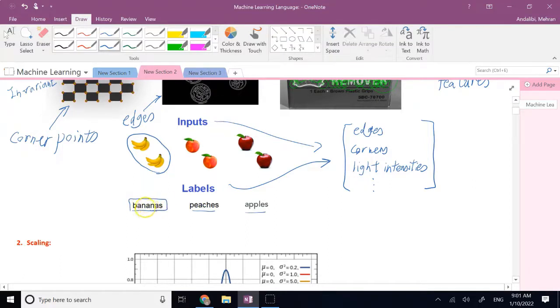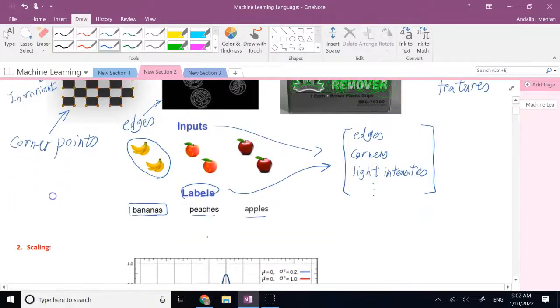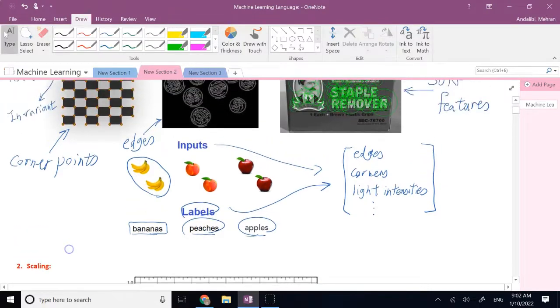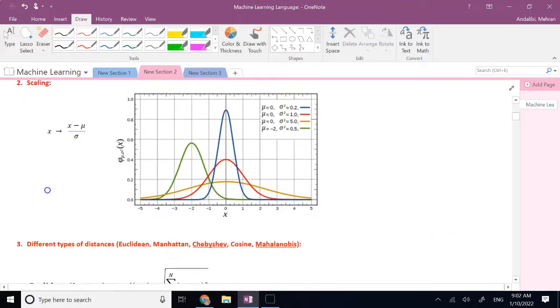So the correct class, the correct data, the correct value associated with any input, we call it the target or the desired output. And we say these data are labeled, right? Like these, if we are talking about classification. Now, we need to go to the scaling and measuring distances.